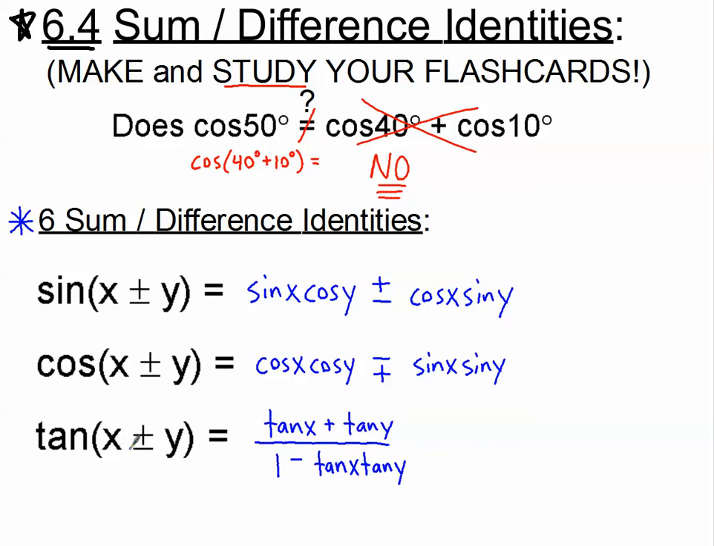Now if we talk about the tangent of a difference, again, it's basically the same exact thing, except this time it's a difference in the numerator, but a sum in the denominator. These are our 6 new identities for this section.